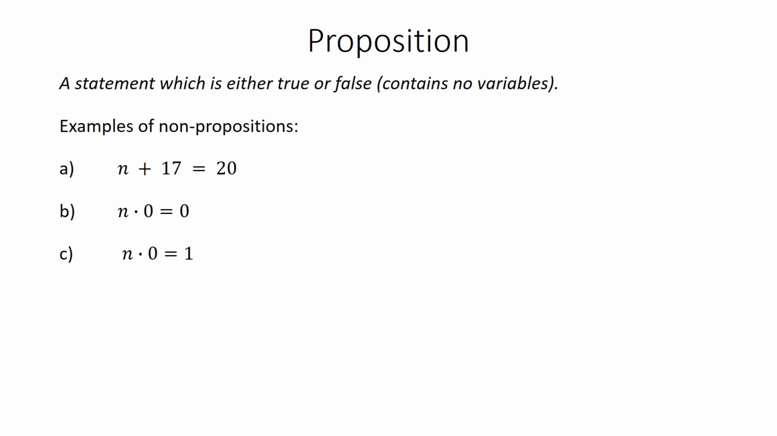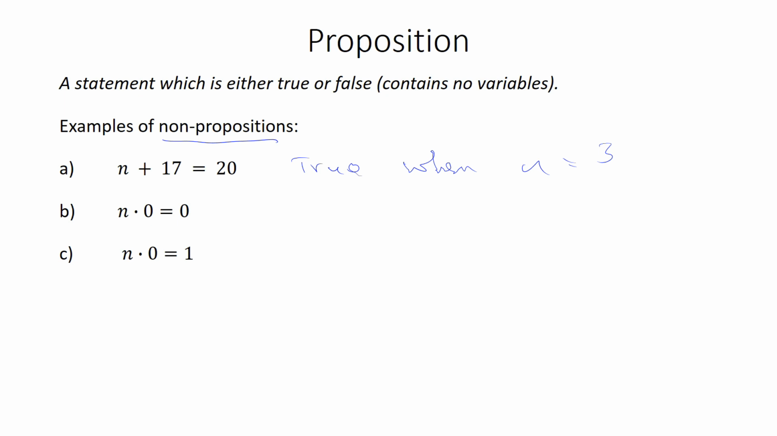Now that we've taken a look at certain examples of propositions, let's take examples of statements which are not propositions. So this statement here, n plus 17 equals 20, is this true? Well, the statement is true when n is equal to 3 and it's false otherwise. And therefore, because it depends on the variable n, it depends on the value which the variable n takes. This is not a proposition.